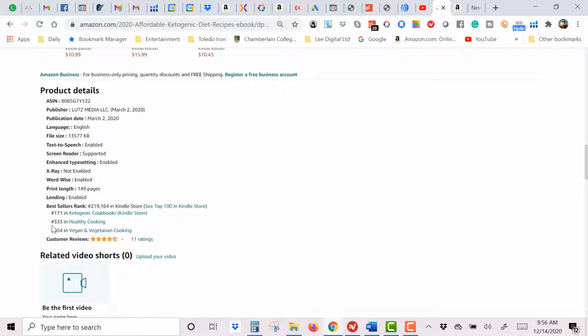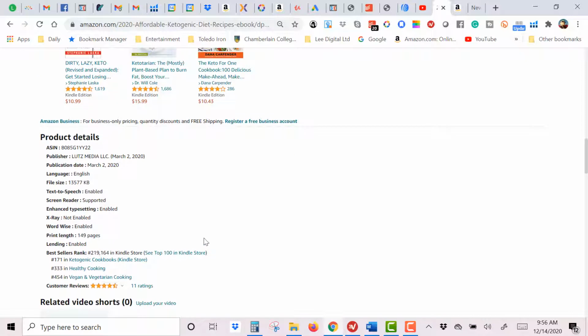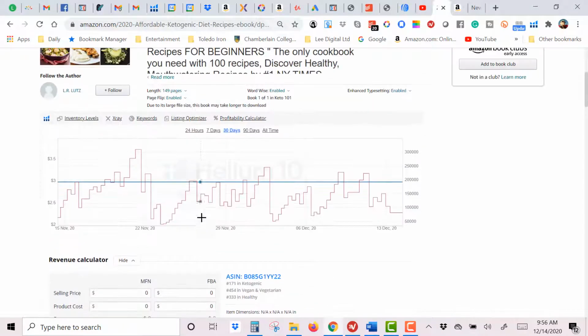It's ranked 333 in healthy cooking and 171. So a lot of people that are not educated on self-publishing will say, oh, this is not a good niche. It's in the 200 range. It's not really making good money. But let's look at the Helium and let's see what the Helium says.